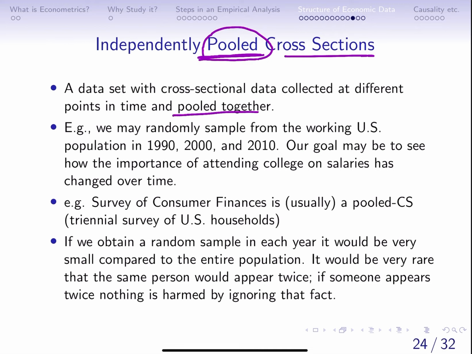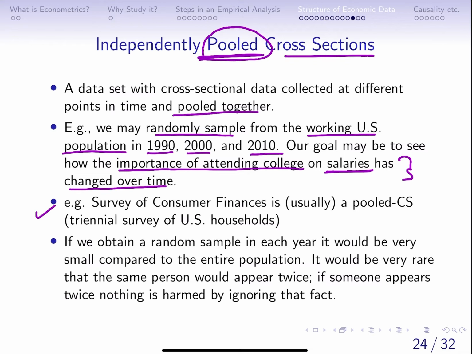As an example, you might want to think about a random sample that was collected on working age U.S. citizens at different time points. So 1990, 2000, and 2010. And we might be interested in answering some sort of a question related to some changes that have occurred over time. So one type of question that we might be interested in is, what is the importance of attending college on salaries? So what is the effect of attending college on salaries, and has that really changed over time? So we might want to pick up cross sections from different points in time, and this has a lot of advantages, and we'll study that in a bit.